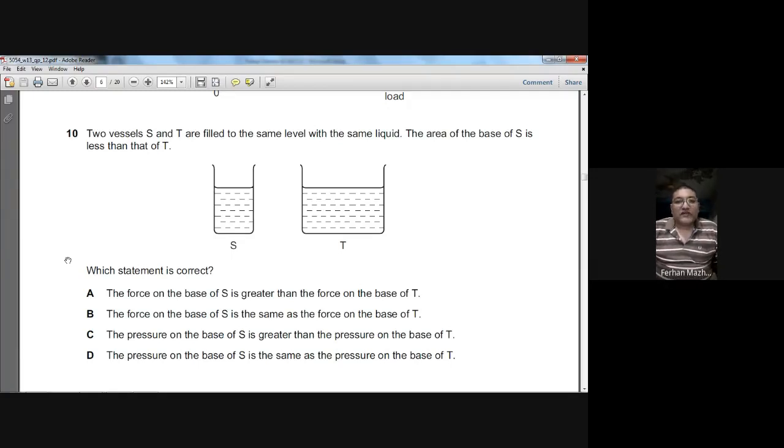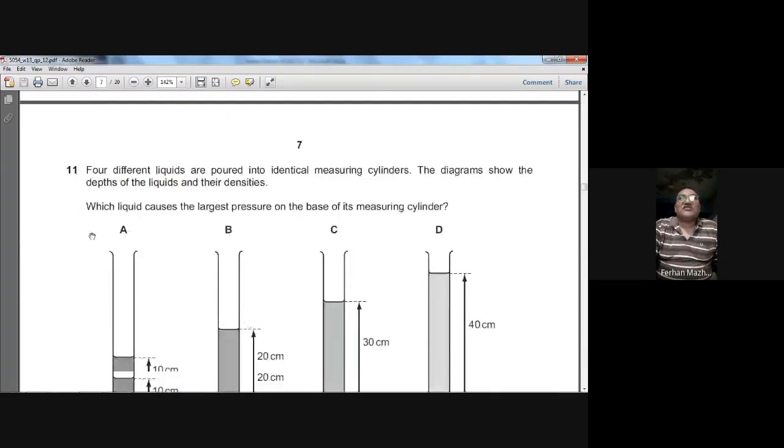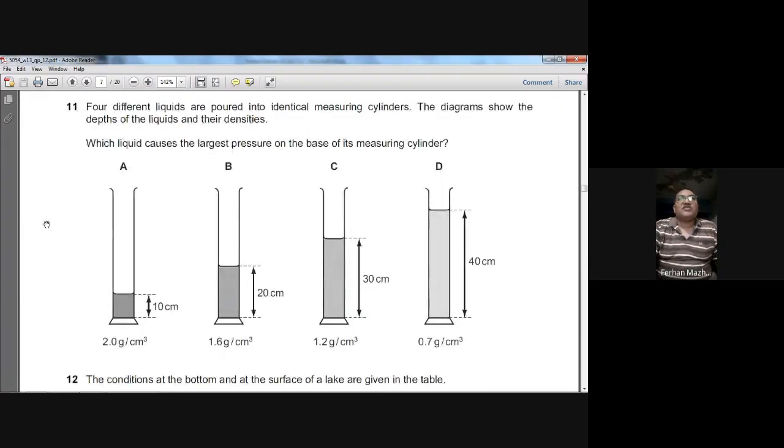Because the vertical height of the liquid in both the vessels is the same, the pressure of the liquid in both the beakers will be the same at the base of the liquid. So the pressure on the base of S is the same as the pressure on the base of T. For question number 10, D is the option. I hope it is clear to you. Okay, we are moving to the next question. On your screen, you can see question number 11.